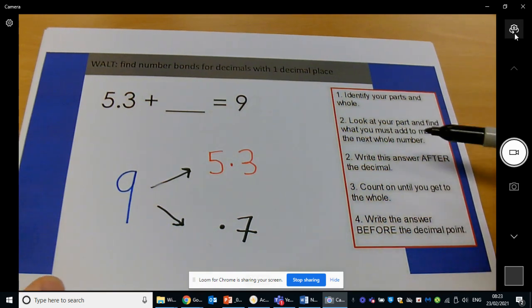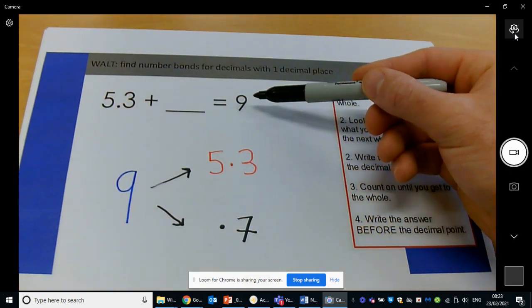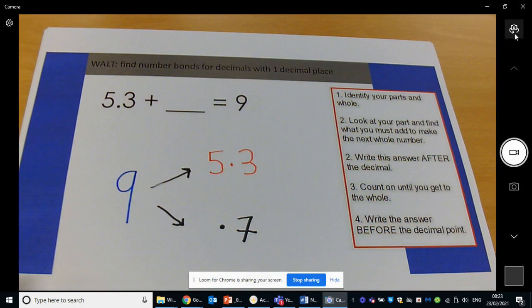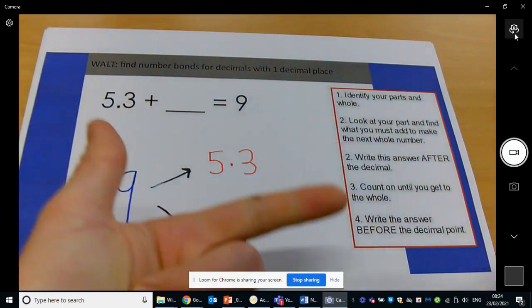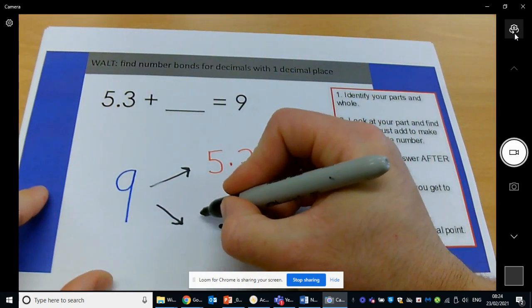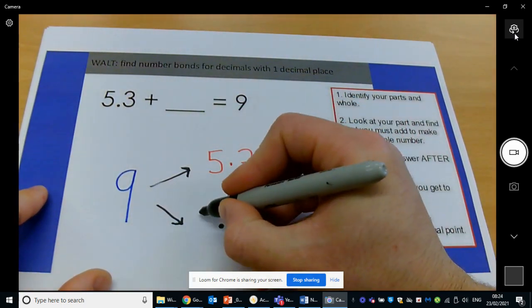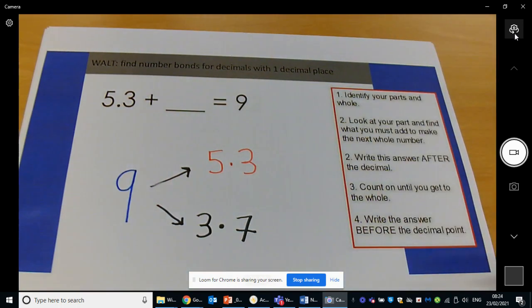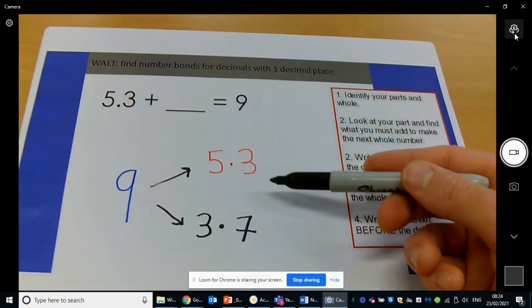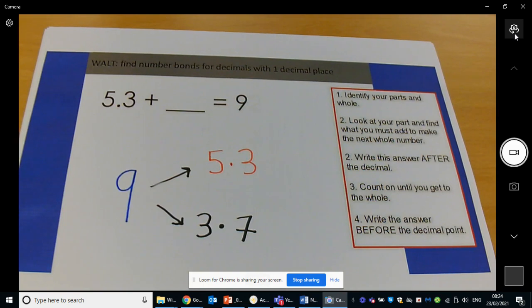So, next thing we do, count on until you get to the whole. So we were on 6, we need to get to 9. What number do you think is going to go before the decimal? Well, let's see. We're on 6, 7, 8, 9. So that's 3, and that number goes before the decimal. So 5.3 plus 3.7 is 9.